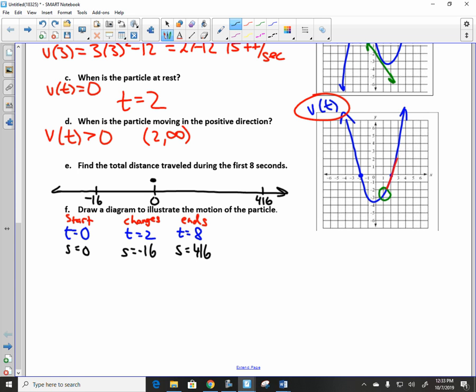Which direction do you think I head first? Do you think I head to 416 off to the right, or do you think I head to negative 16 off to the left? You can see from our little diagram here that you know that, but you also know, according to the graph, that we are first traveling to the left, aren't we? And then we're going to travel to the right. So I travel to the left to get to negative 16, and I travel to the right to get to 416. This is the motion of the particle. That's what it does.